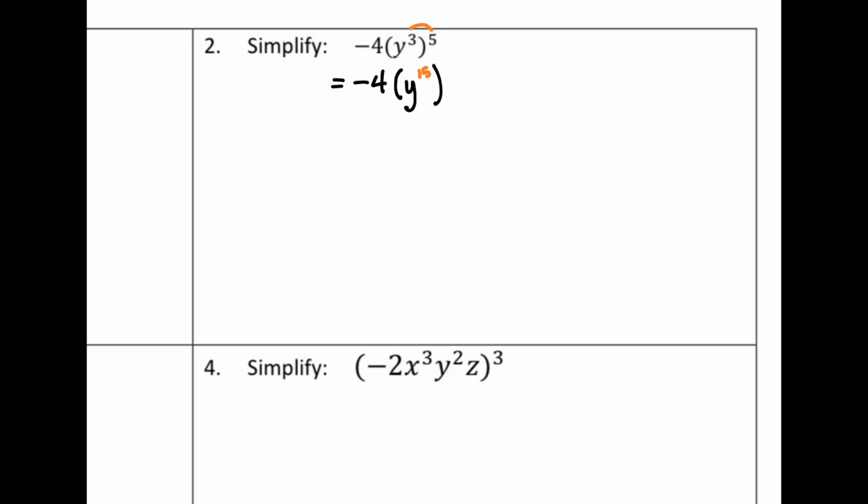Now at this point, those parentheses are useless. So negative 4y to the 15th. They're useless because we don't have a negative. We're not adding anything. We're not subtracting anything. They just mean multiply. So because this means multiplying by the negative 4, I'm just going to get rid of them. If you put a dot here, it's not wrong. It's just not needed.